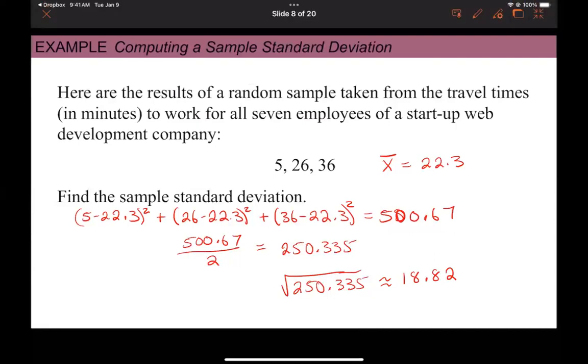Oh, I said 18. It should be 15. Here we go. It randomly changes colors all by itself. Sorry about that.